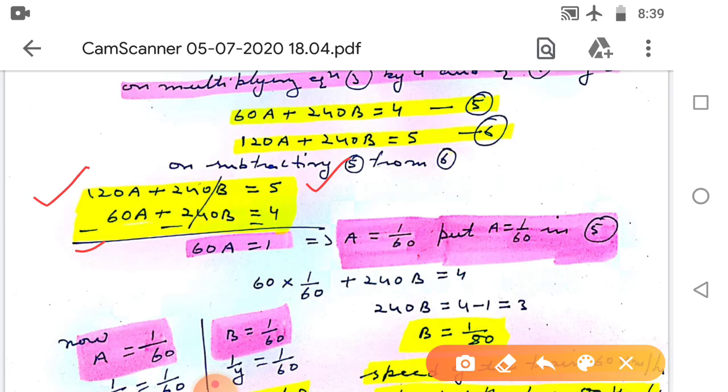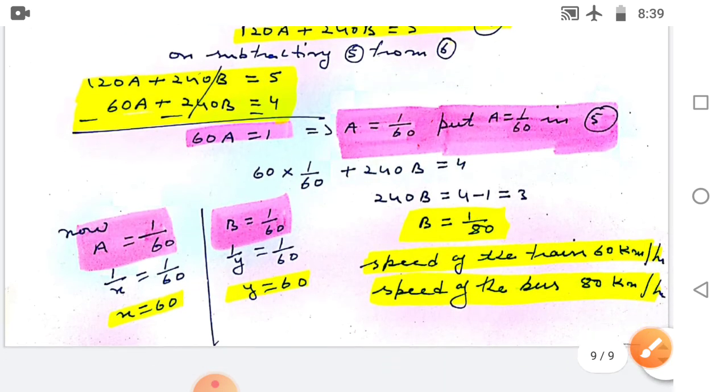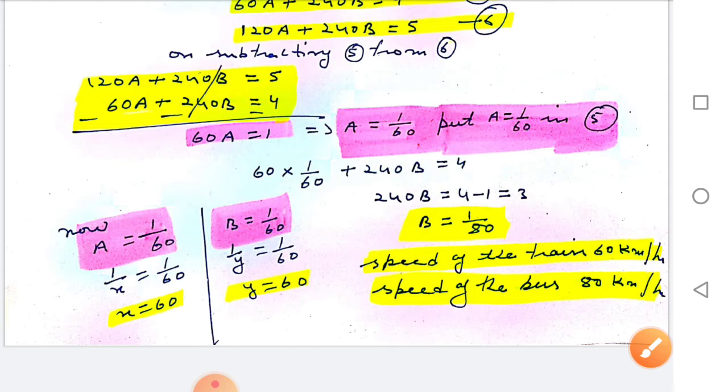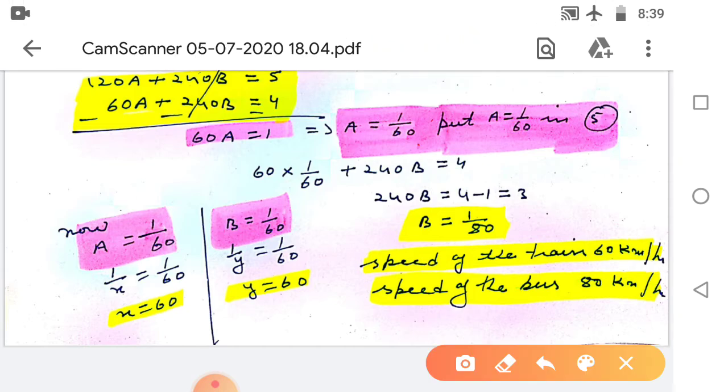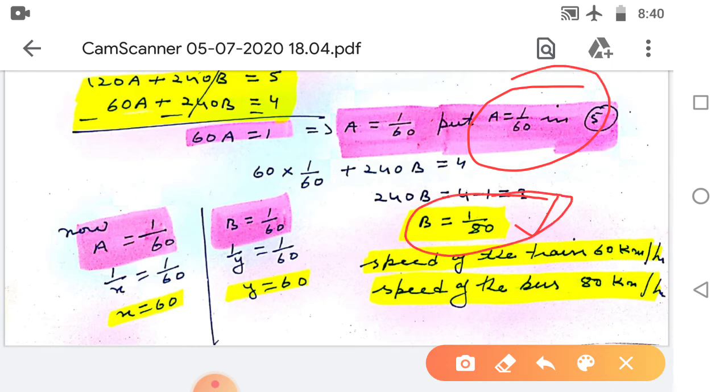60a plus 240b is equal to 4, so 60a is equal to 1, so a is equal to 1 by 60, and now put this value of a into 60a plus 240b is equal to 4, so b is equal to 1 upon 80. B is equal to 1 upon 80, right? The value of a is 1 by 60 and the value of b is 1 by 80.